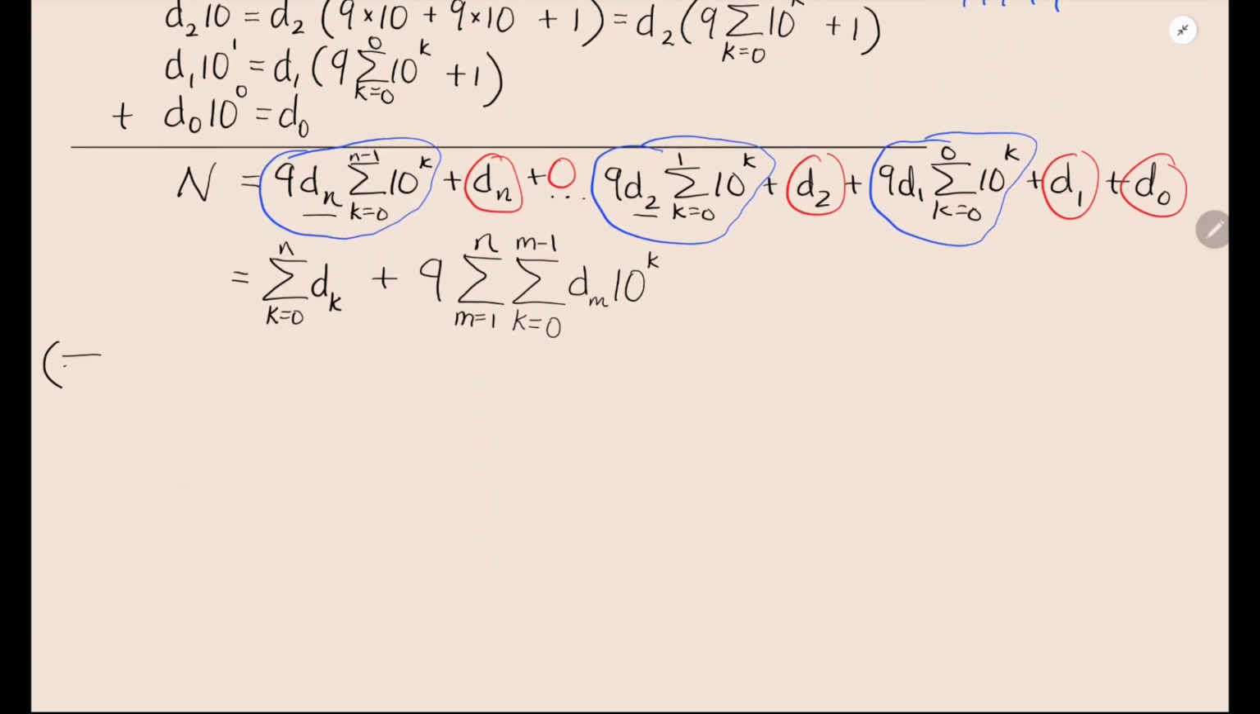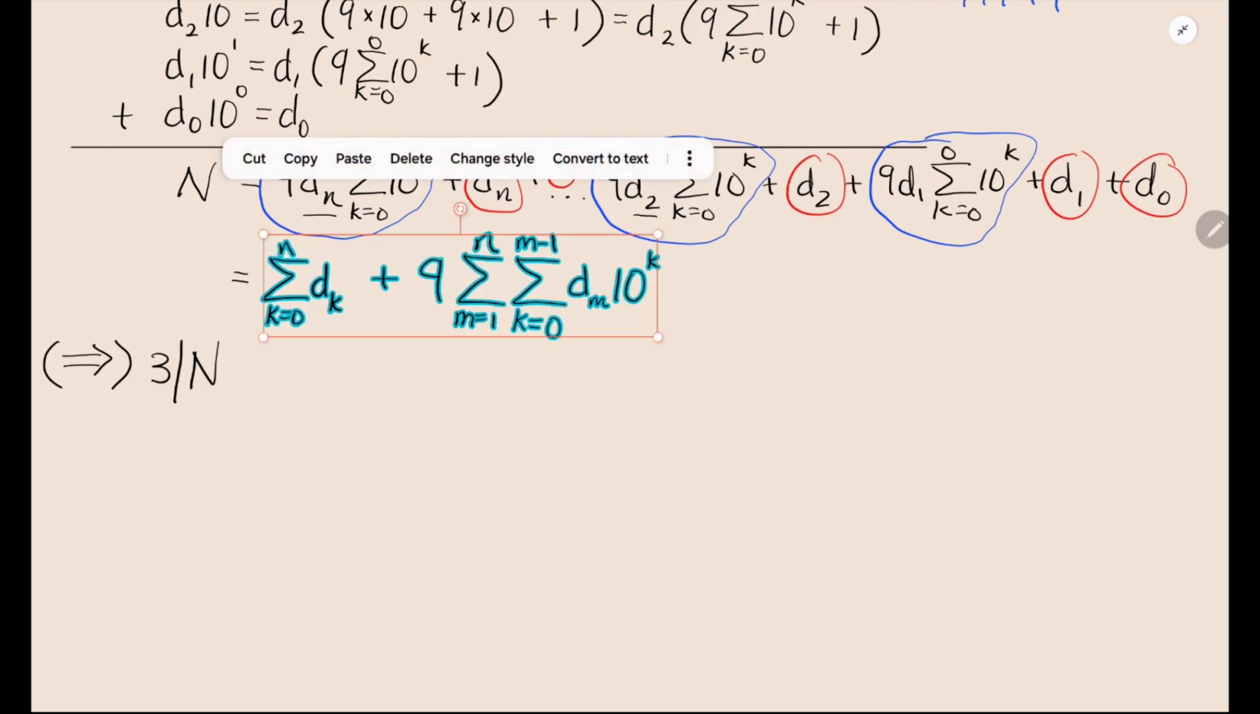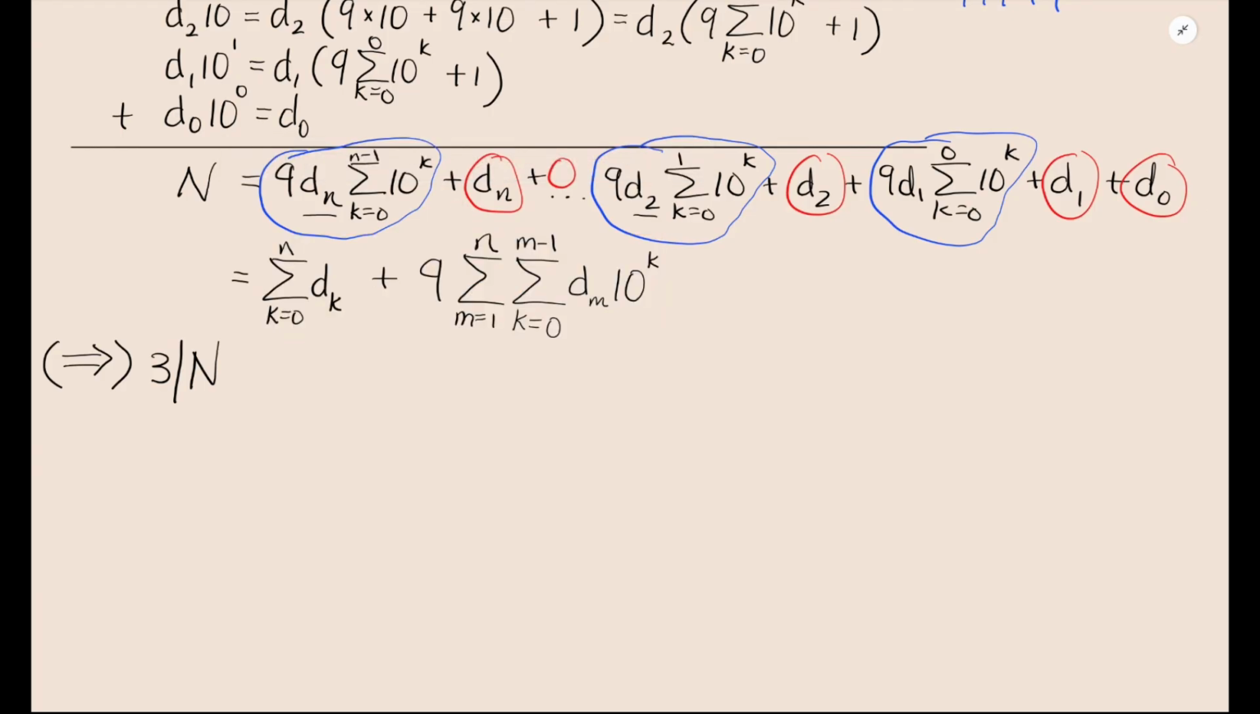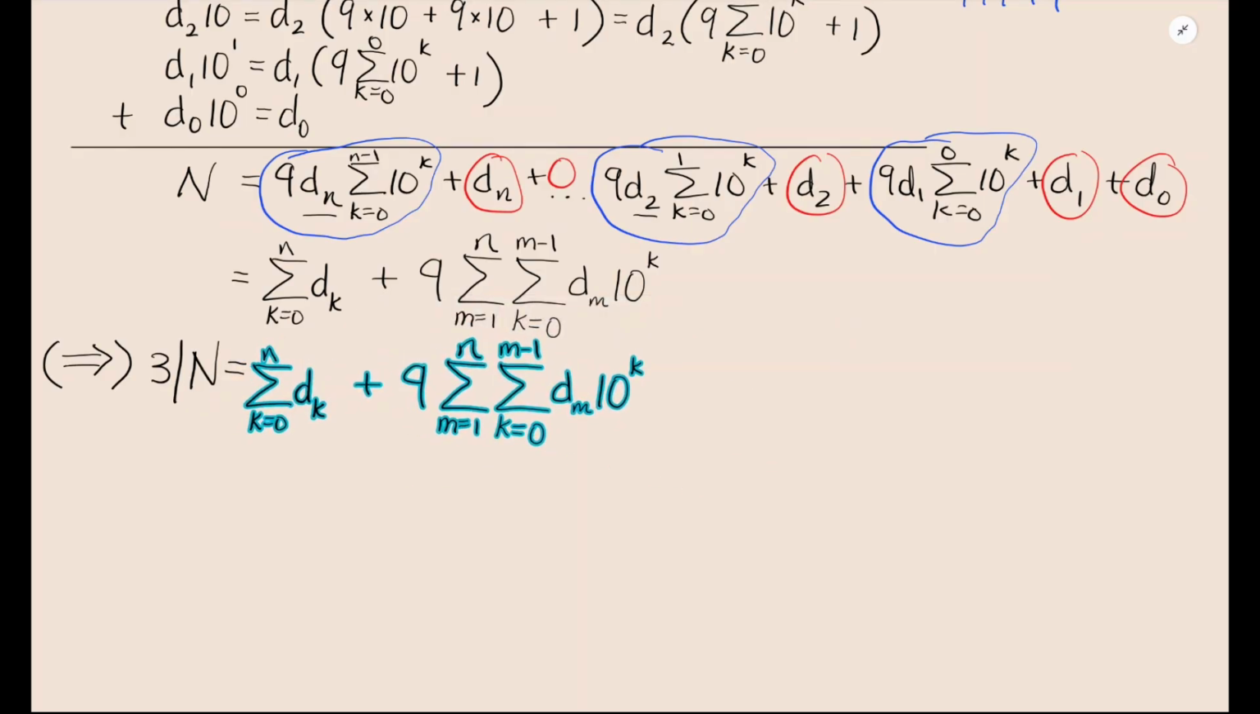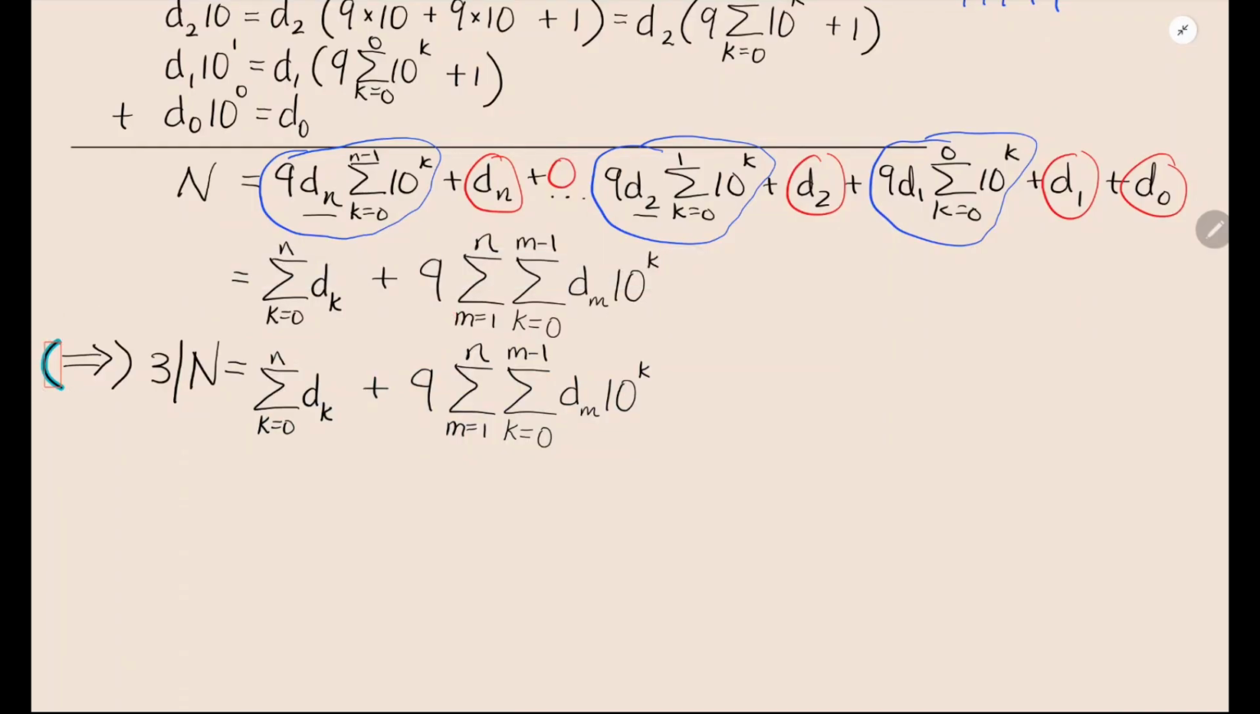Okay, so the forward direction, we have 3 divides into n, which is actually just this huge number right over here. Not number, but this long expression. So it's equal to this. All right, so now what does this imply? That n is a multiple of 3. Call it 3 times r, where r is some other positive integer.